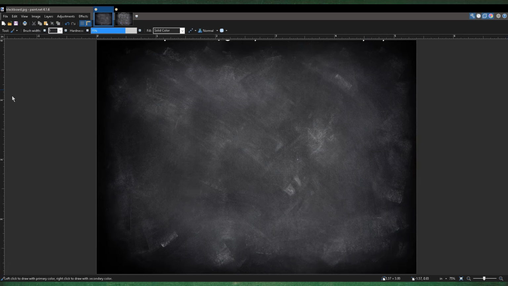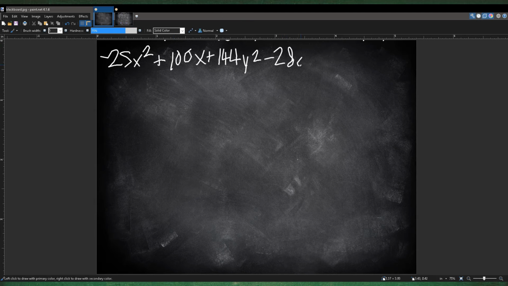So now we have negative 25x squared plus 100x plus 144y squared and minus 288y and then minus 3,556 is equal to 0. So basically it's like this.